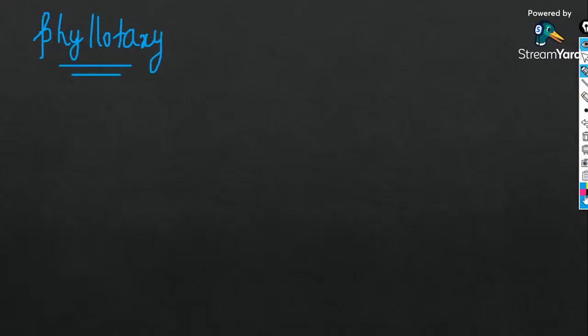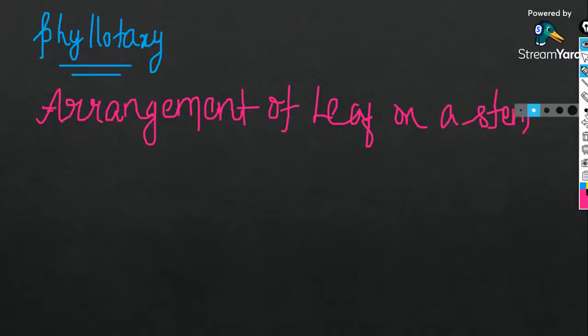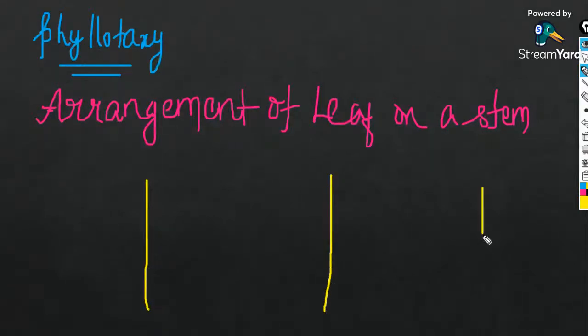What is phyllotaxy? Arrangement of leaves on a stem is known as phyllotaxy. I will be showing you three different stems. Okay guys, so these are three different stems.